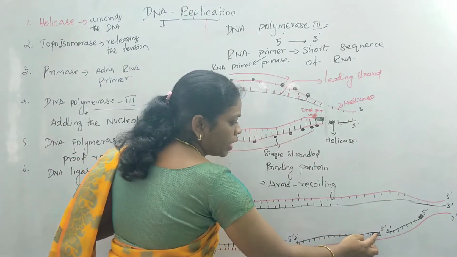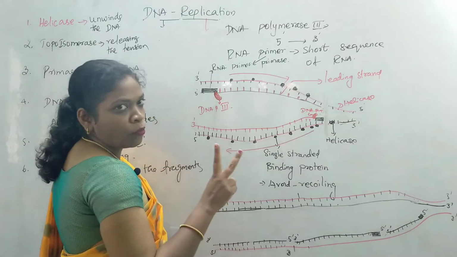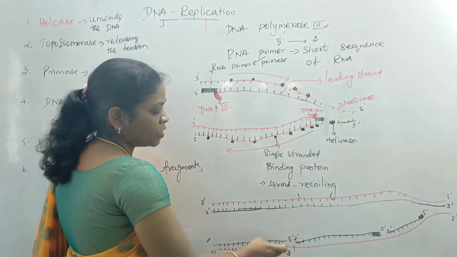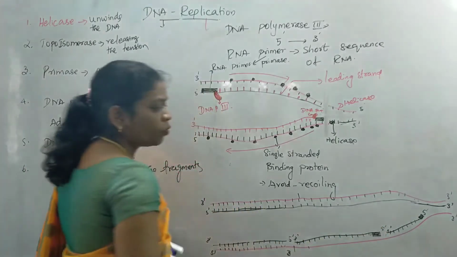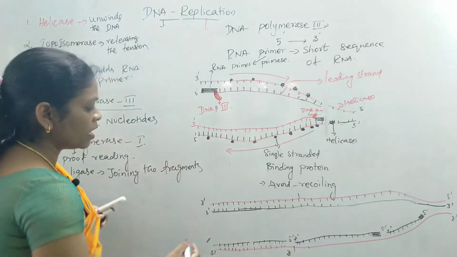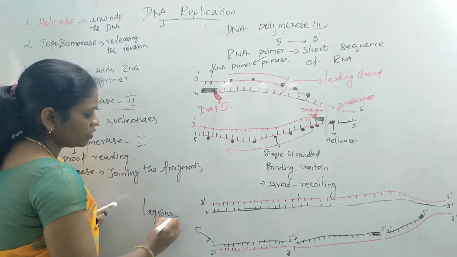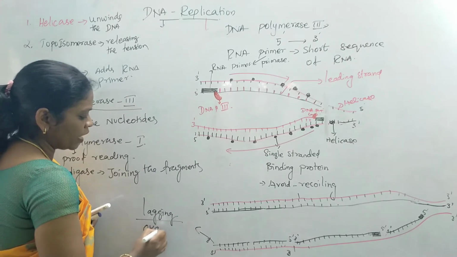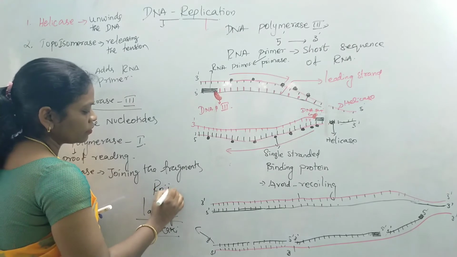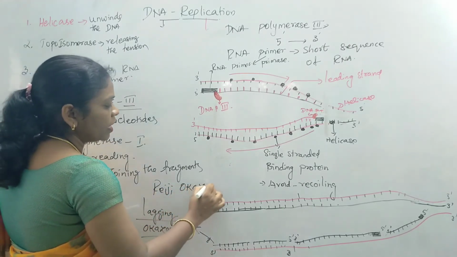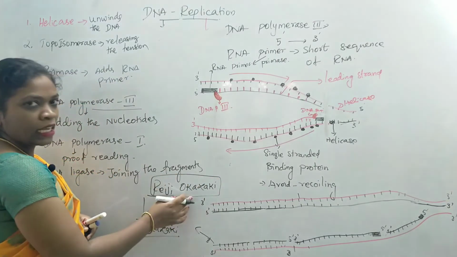Now again one more RNA primer will be added and again nucleotide chains will be added by means of DNA polymerase 3, and where we have got one more chain. But this chain is not a continuous chain where we have got incomplete. So that is why this particular strand is known as lagging strand. This strand is also known as Okazaki fragments because these strands were discovered by Reiji Okazaki. He discovered these fragments, that is why it is named as Okazaki fragments.